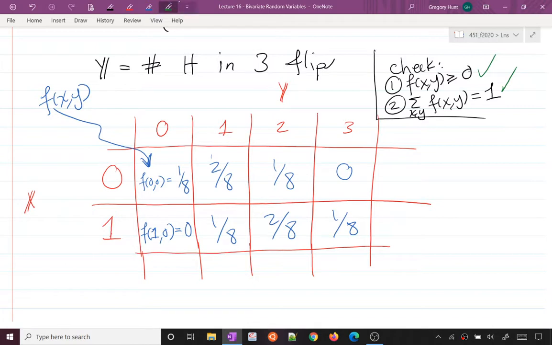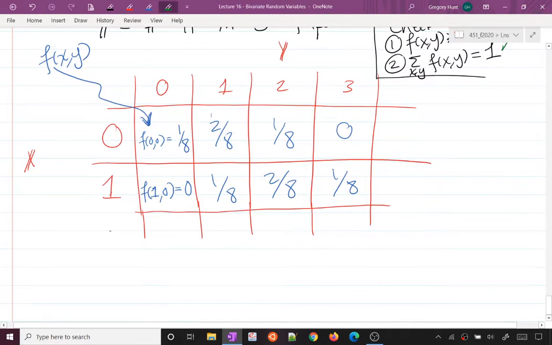And now I want to get the marginal PMFs. The reason that the PMFs of x alone or y alone are called marginal PMFs is because I can get them by summing up across and putting the answers in the margins or the edges of the table. So, for example, if I want to get the marginal distribution of x, I sum over y of f of x, y. So I fix x, and then I sum over the possible values of y.